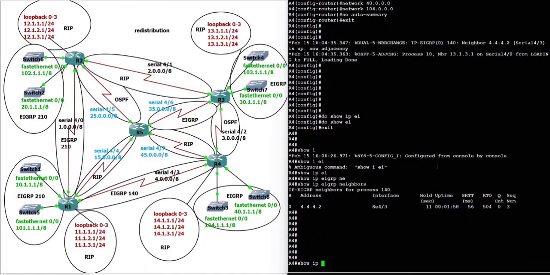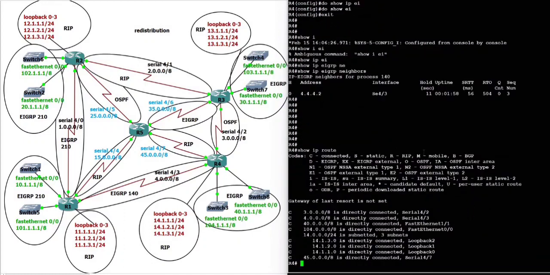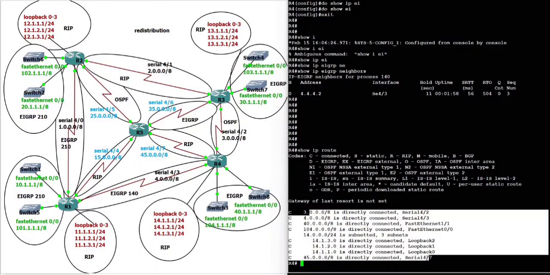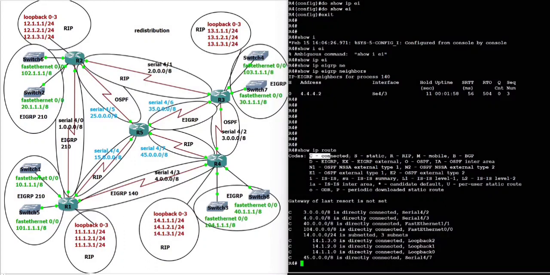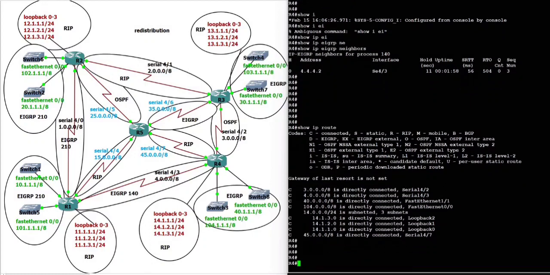Okay, on router 4, show IP route. Let's see, here we have directly connected routes. C is connected. Okay, so let's check one more thing. Show IP.